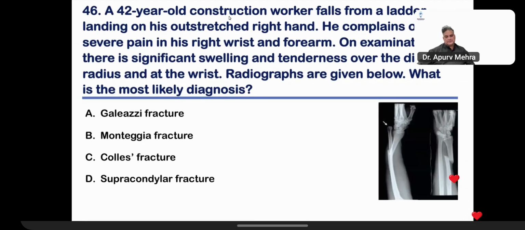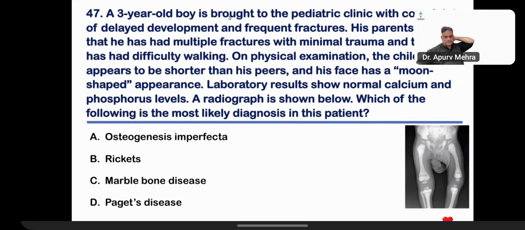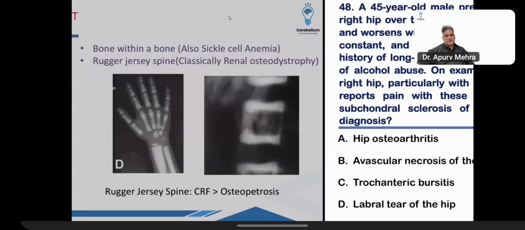What's the diagnosis here? Galeazzi fracture. Right, good. Next. Answer: moon shaped face. Dr. Zainab would have taught you this. Marble bone disease, also called osteopetrosis. Very good. Next. So this is all marble bone disease. Next.